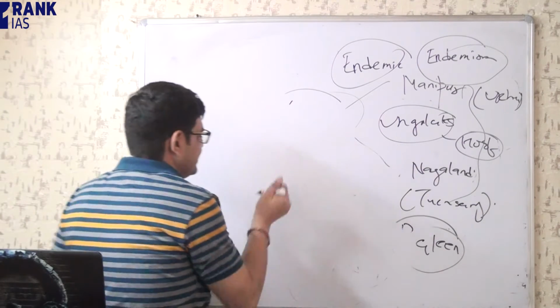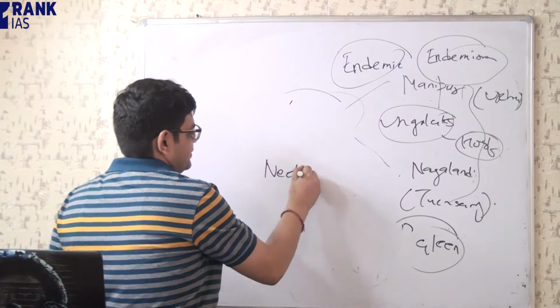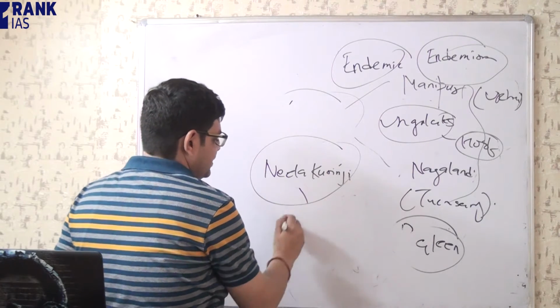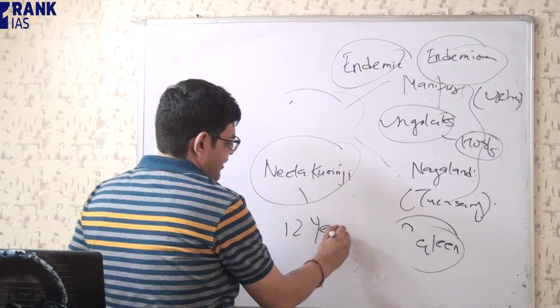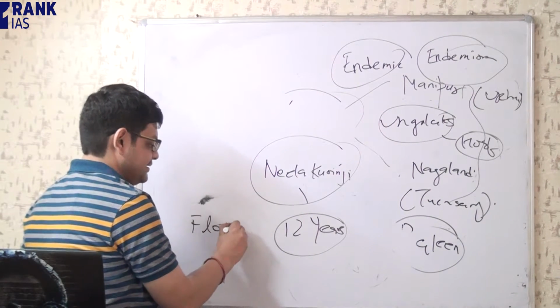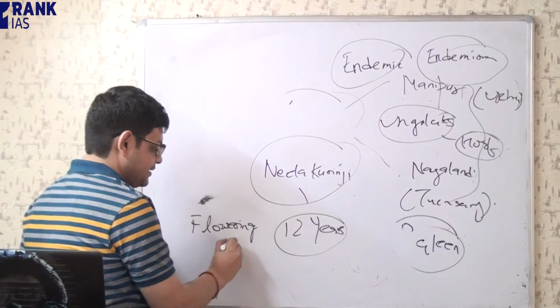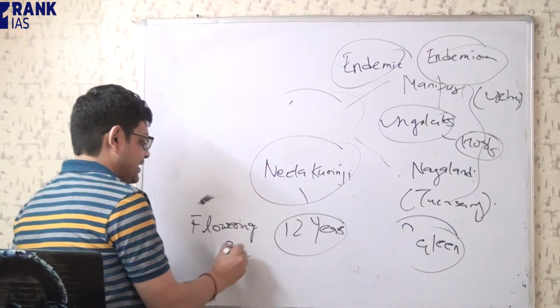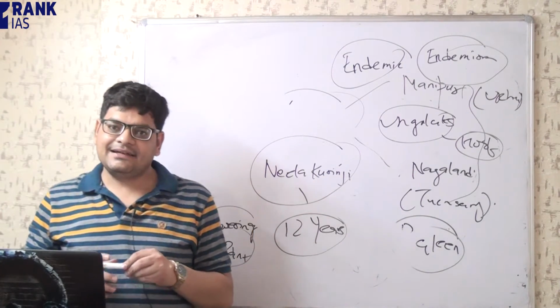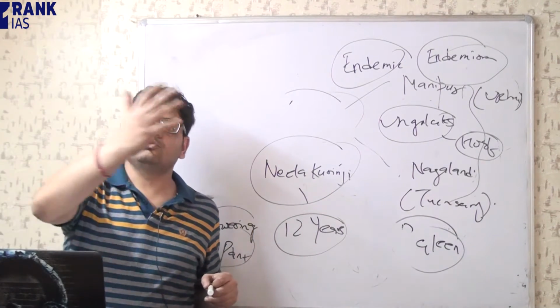Neela Kurinji. It blossoms in 12 years. So after 12 years this plant gets flowers. This is a flowering plant, and it flowers after a cycle of 12 years, and at this time the whole mountain looks blue.